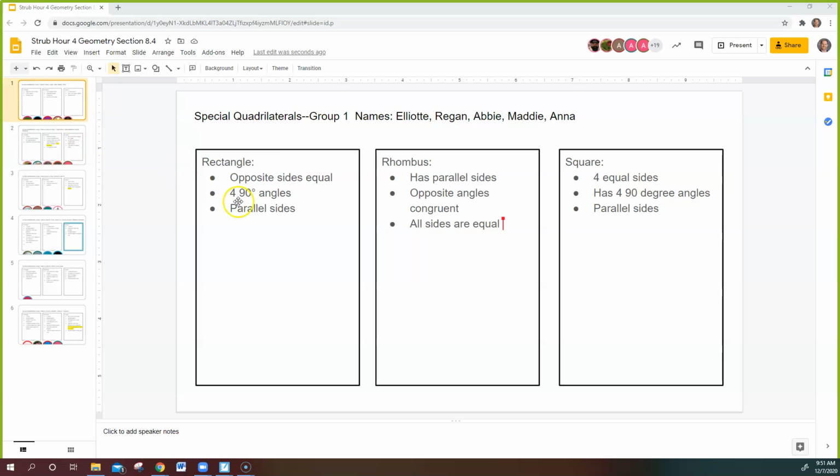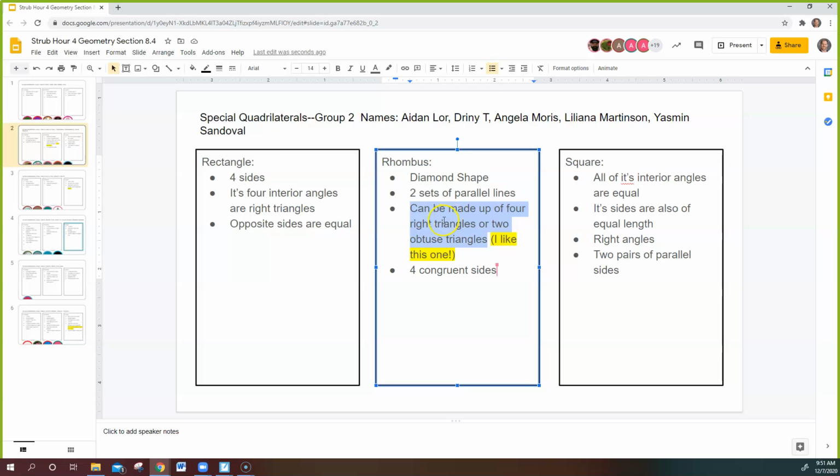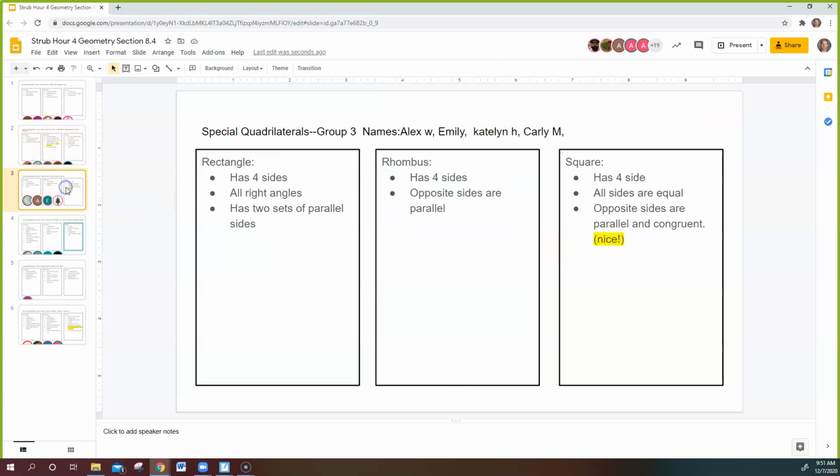I just want to make sure we're aware of the word all, and I had mentioned that on a couple of pieces here. So, one I want to point out that I really like here for a rhombus. This student said a rhombus can be made up into 4 right triangles, and actually they're 4 congruent right triangles, or 2 obtuse triangles. And we're going to talk about that a little bit today. So that one is a really nice observation that I noticed.